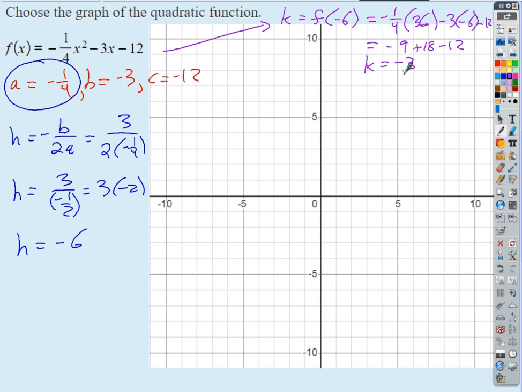Everybody agree? Now I got them all. There's K, there's H, there's A. So all I've got to do is, my vertex is going to be at HK, so it's at negative 6, negative 3. And if A is negative 1/4, okay, let's think about that one. If A is negative 1/4, what's going to be a convenient parent height to transform?